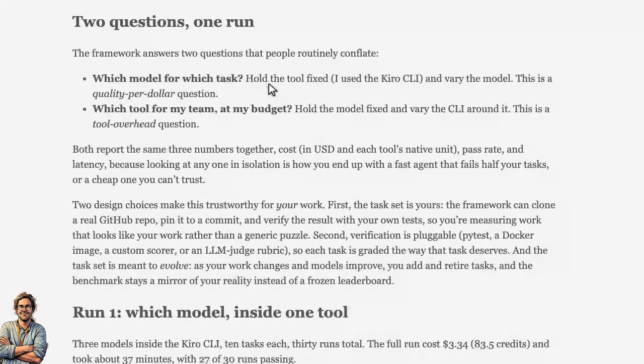The framework answers 2 questions people routinely conflate. Which model for which task? Hold the tool fixed and vary the model. A quality per dollar question. And which tool for my budget? Hold the model fixed and vary the CLI around it, a tool overhead question. Both report cost, pass rate, and latency together, because any one in isolation is how you end up with a fast agent that fails half your tasks.